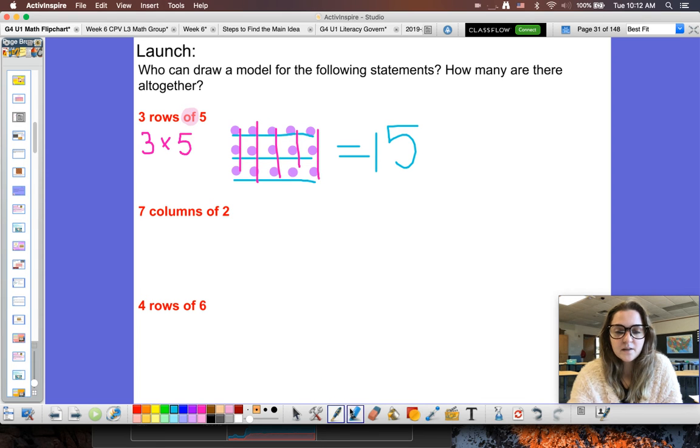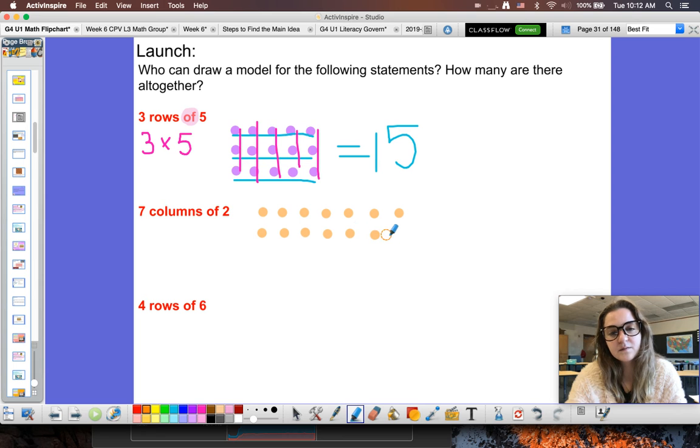Let's look at this second one. 7 columns of 2. 7 columns of 2, which means we're going to have 7 columns or 7 dots in each row. So we'll start 1, 2, 3, 4, 5, 6, 7. And we have of 2, which means we have 2 rows. So we just need to do one more row with 7 columns. And there's our array. This array is saying 7 times 2, because remember, of means times. So 7 times 2, how many are in this array? 14.